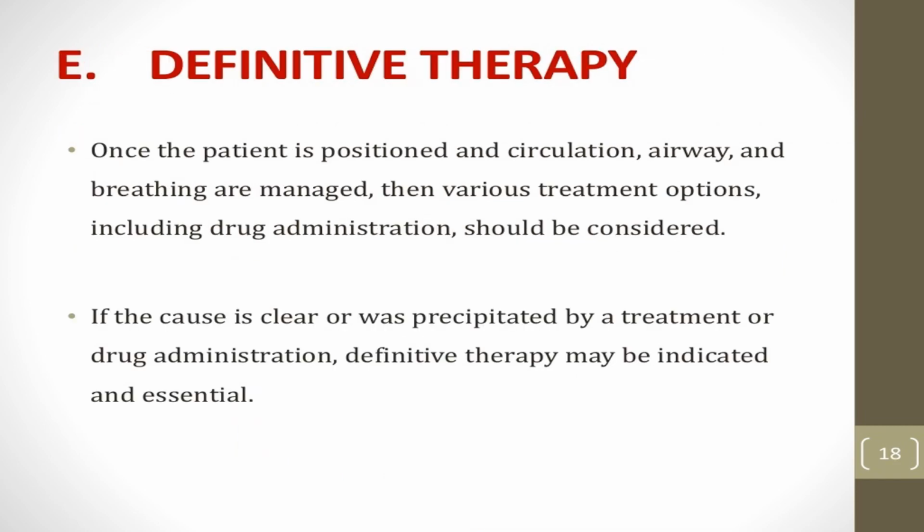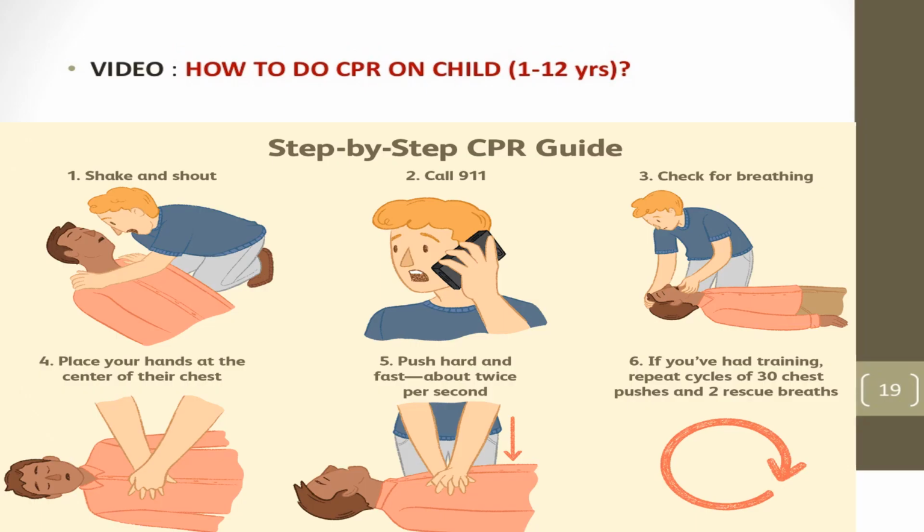Definitive therapy: once the patient is positioned and circulation, airway, and breathing are managed, then various treatment options, including drug administration, should be considered. If the cause is clear or was precipitated by a treatment or drug administration, definitive therapy may be indicated and essential. Video: how to do CPR on a child, 1 to 12 years.